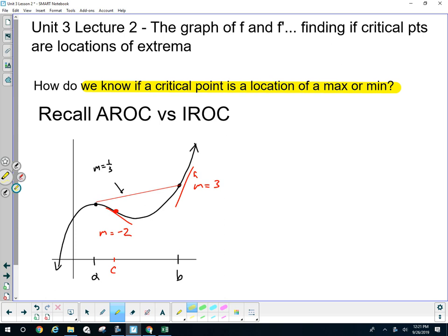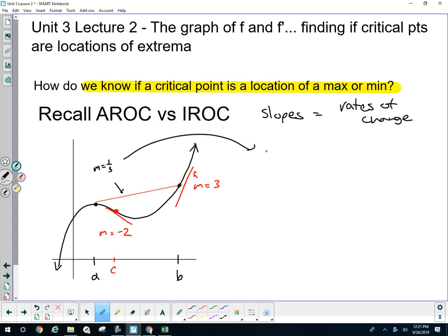Now, remember from last unit how we discovered, perhaps rediscovered, slopes equal rates of change of functions. That's a secant slope right there. It's equal to 1/3 from A to B. Well, that tells me the translation of this is, on average, my function, whatever it is, going up 1/3 of a y per x over my interval. Great, average rate of change.